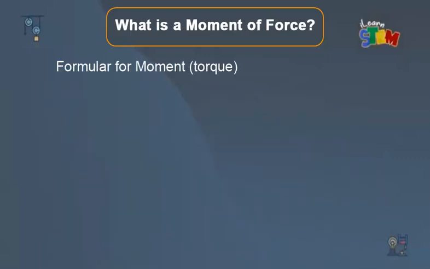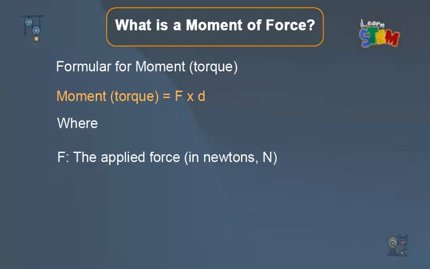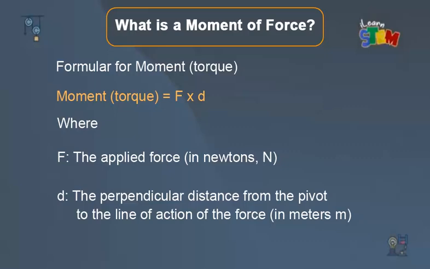The formula for finding the moment of a force. Moment, torque, equals F times d, where F is the applied force in newtons, and d is the perpendicular distance from the pivot to the line of action of the force in meters, m. Let's see more about moments.